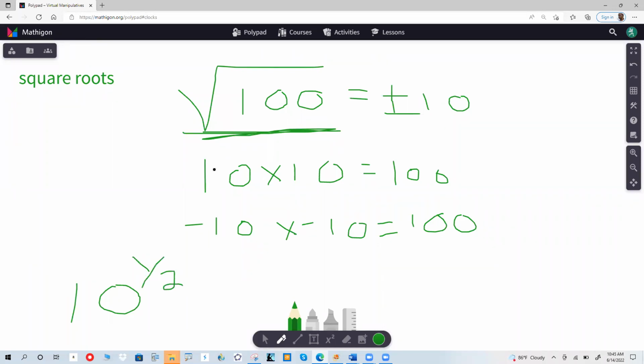You can write it 100 to the half. The square root of 100, or 100 to the half, is the same as this, which is the same as positive negative 10. We write it in two different ways. Let's write it nicely.